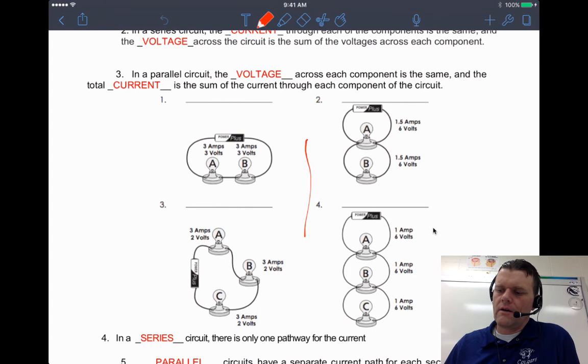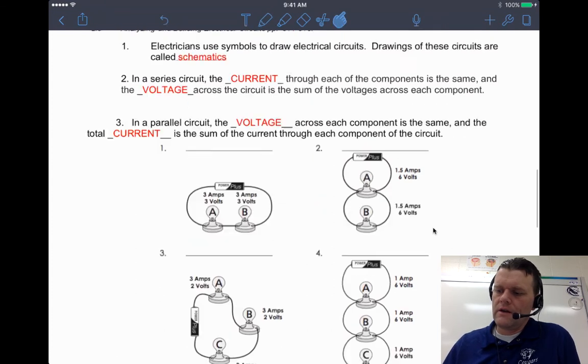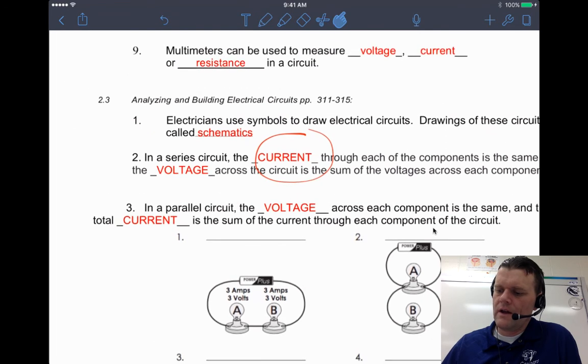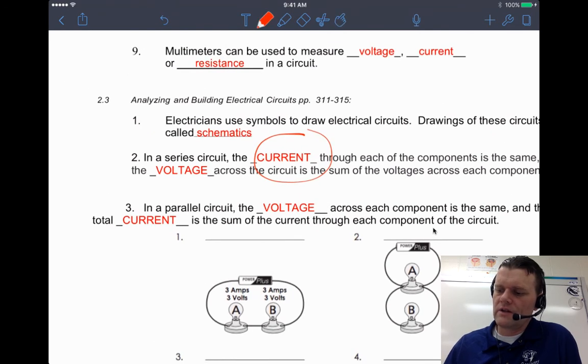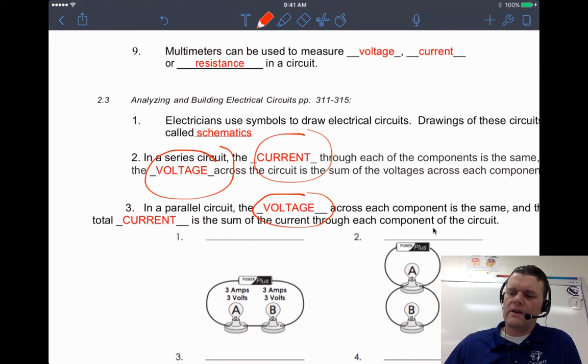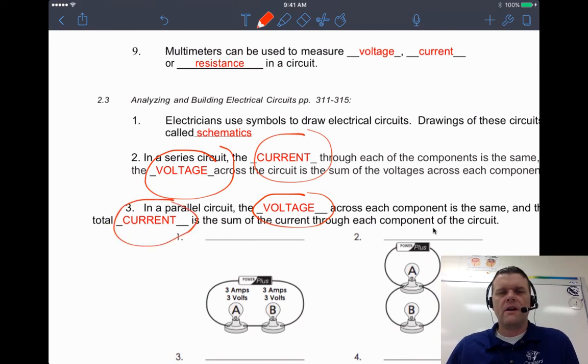So in the notes up here, we learned 2 things. In a series circuit, the current through each of the components is the same, and the voltage is shared. Now, that may not make a lot of sense just yet, but we are going to look at both of those. In a parallel circuit, it's reversed. In a parallel circuit, it's the voltage across each component that is the same, and it's the current that is shared. Now, that has some advantages in both ways, and we'll look at those right now.